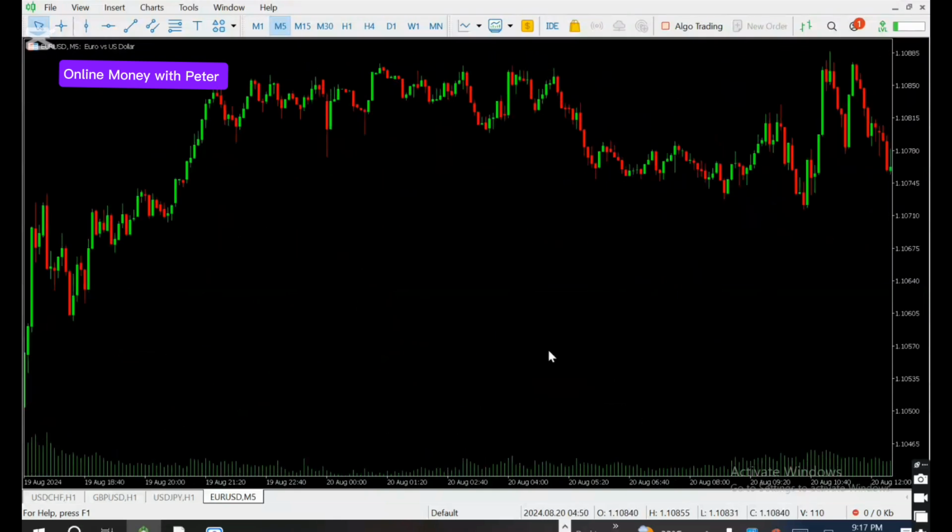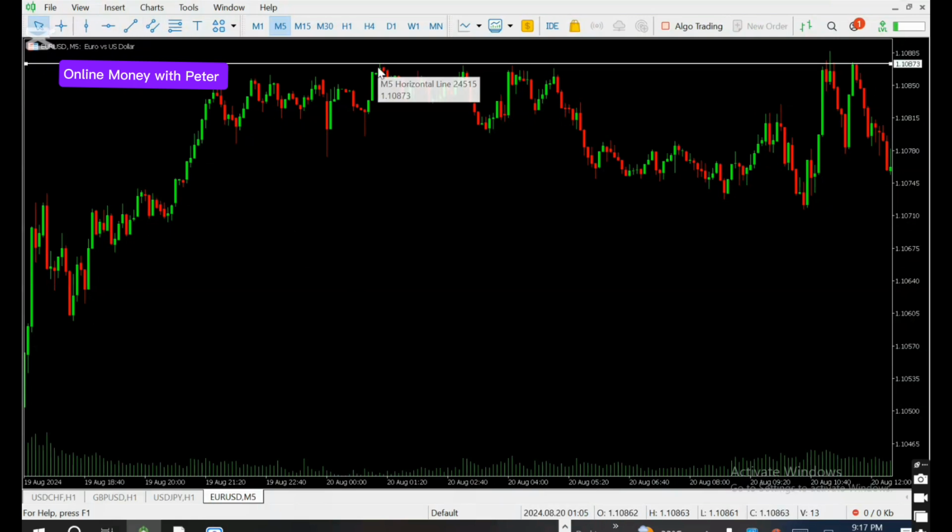I'm using MT5. Then you go to, this is the horizontal line here. Click on it and then you place it here, on top of this candlestick wick. Then also take another one and place it here, on this resistance area.